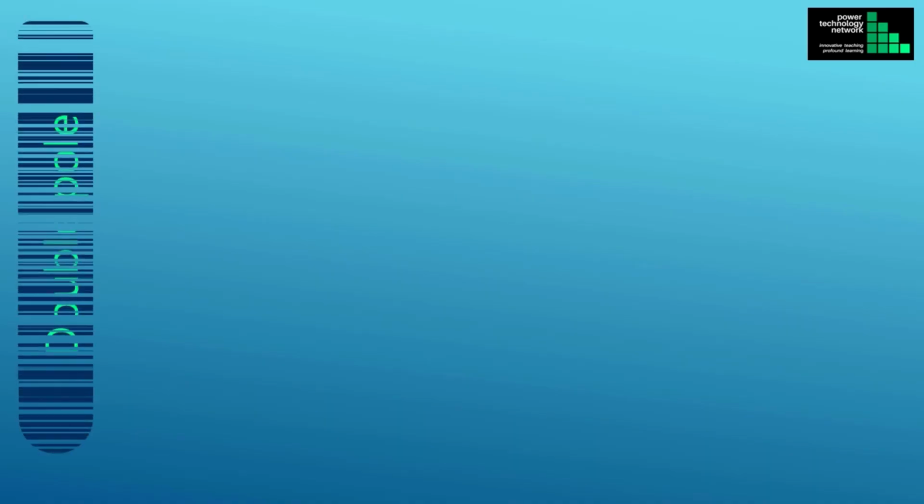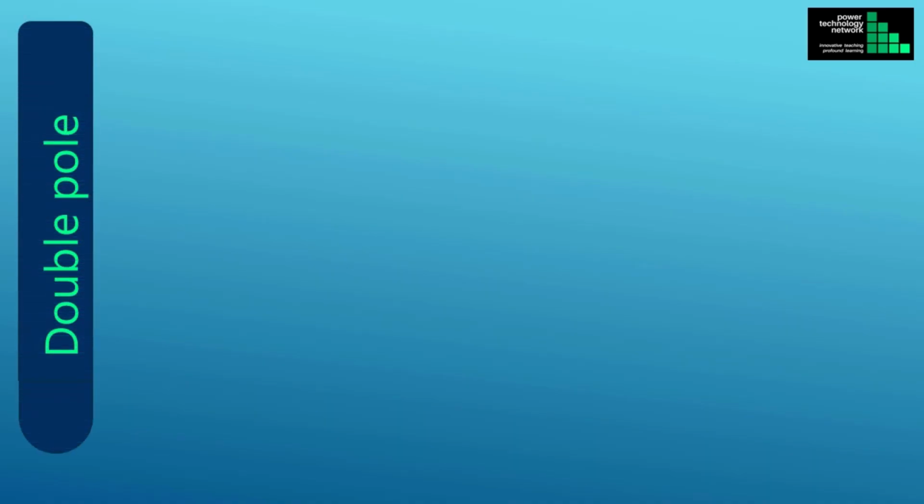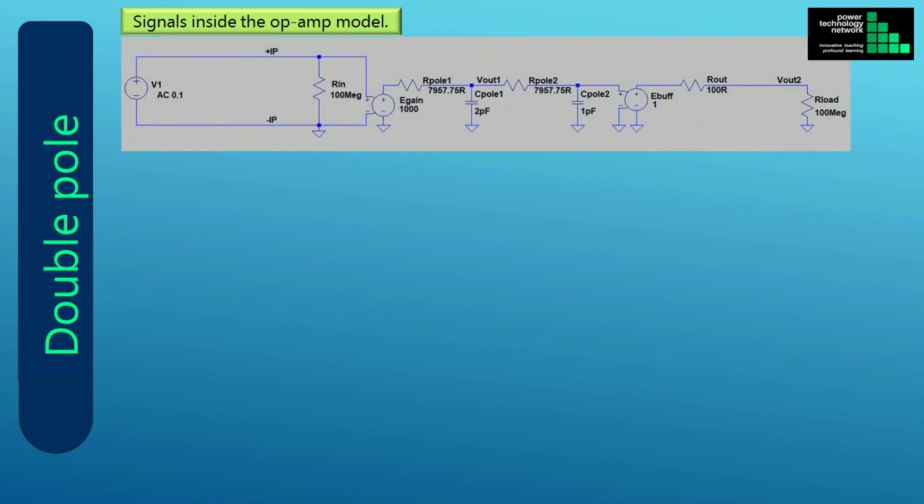In this and the next two slides, we explore what the signals look like at the various stages inside the op-amp, with a double pole added, when the frequency of the input signal increases. Let's refer to the double pole op-amp schematic, so that it is easier to follow.